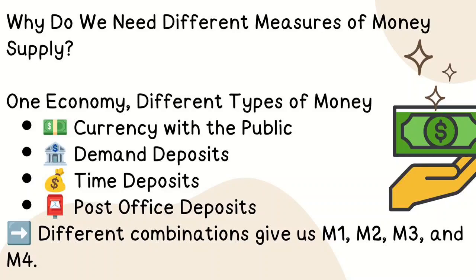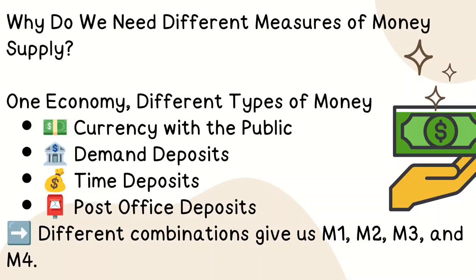Not all money is equally easy to spend. For example, the 500 rupees in your wallet can be spent immediately. The money in your savings account can be spent almost immediately using UPI, a debit card or a cheque. But what about a fixed deposit? You usually cannot use it directly to pay at a grocery shop. It is still money, but it is less liquid than cash.